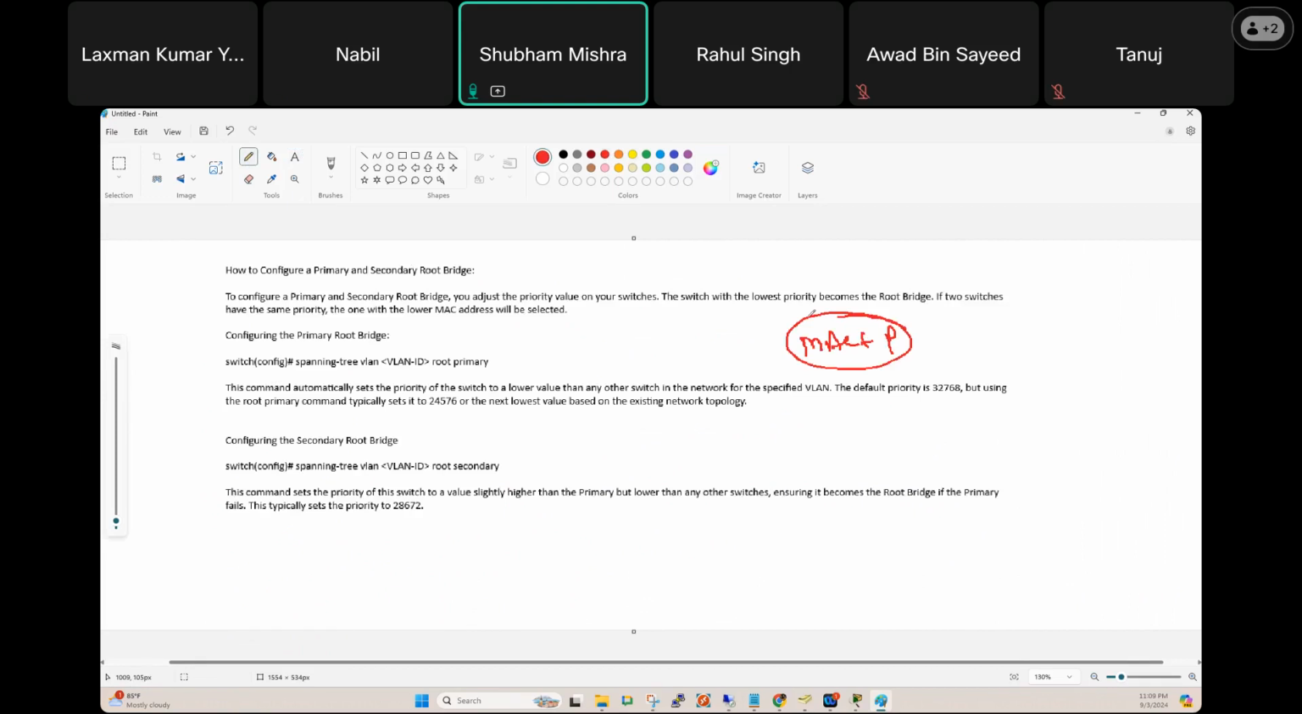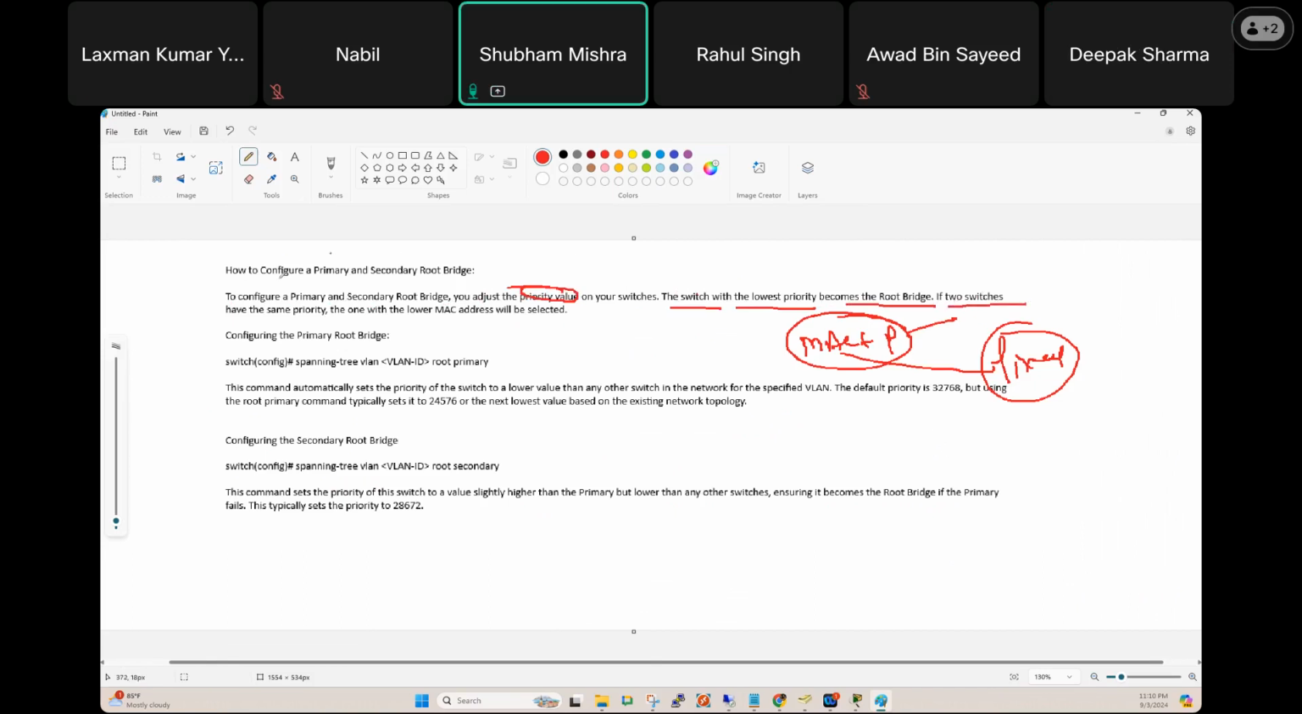MAC address plus priority. The MAC address is fixed, we can't change it, but the priority value we can change. So to configure the primary and secondary root bridge, you have to adjust the priority value on the switch manually. The switch with the lowest priority will become the root bridge.